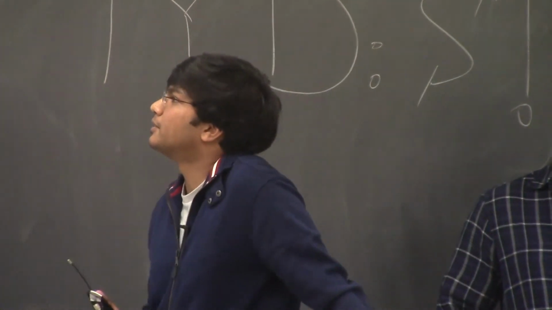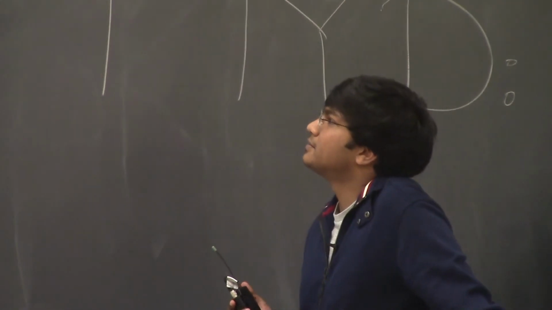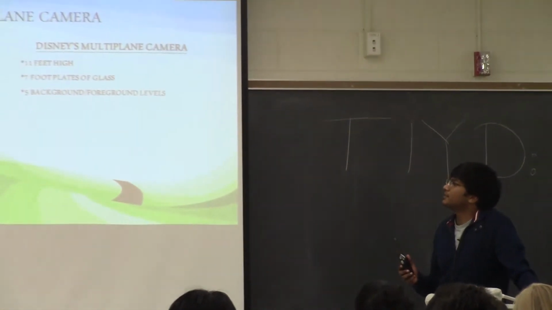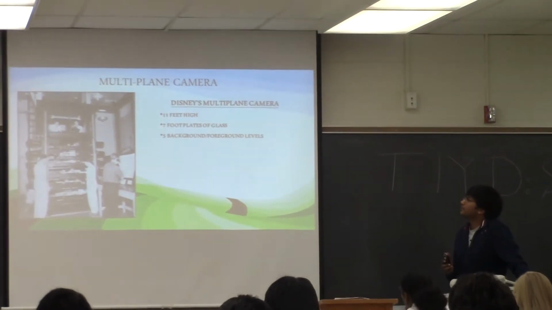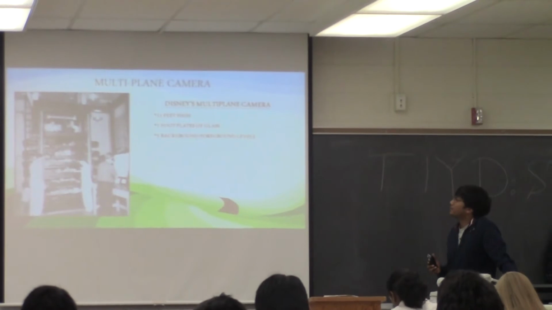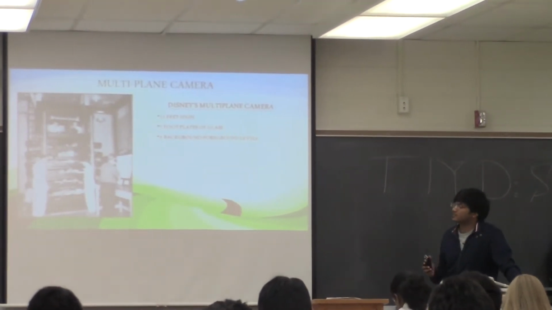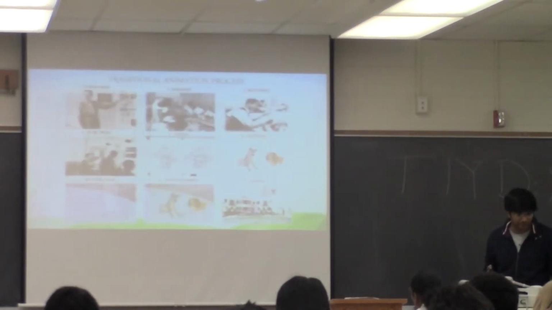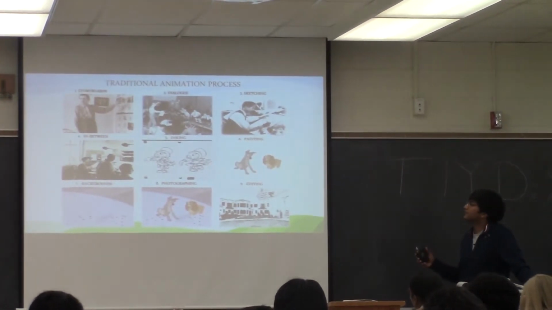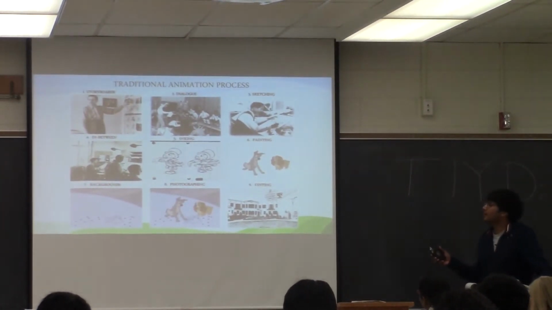This is the first multiplane camera used by Disney, in the making of the animation serials. It is 7 feet high with 7-foot plates of glass and 5 background and foreground levels. This is a traditional animation process that is used to make animation films.